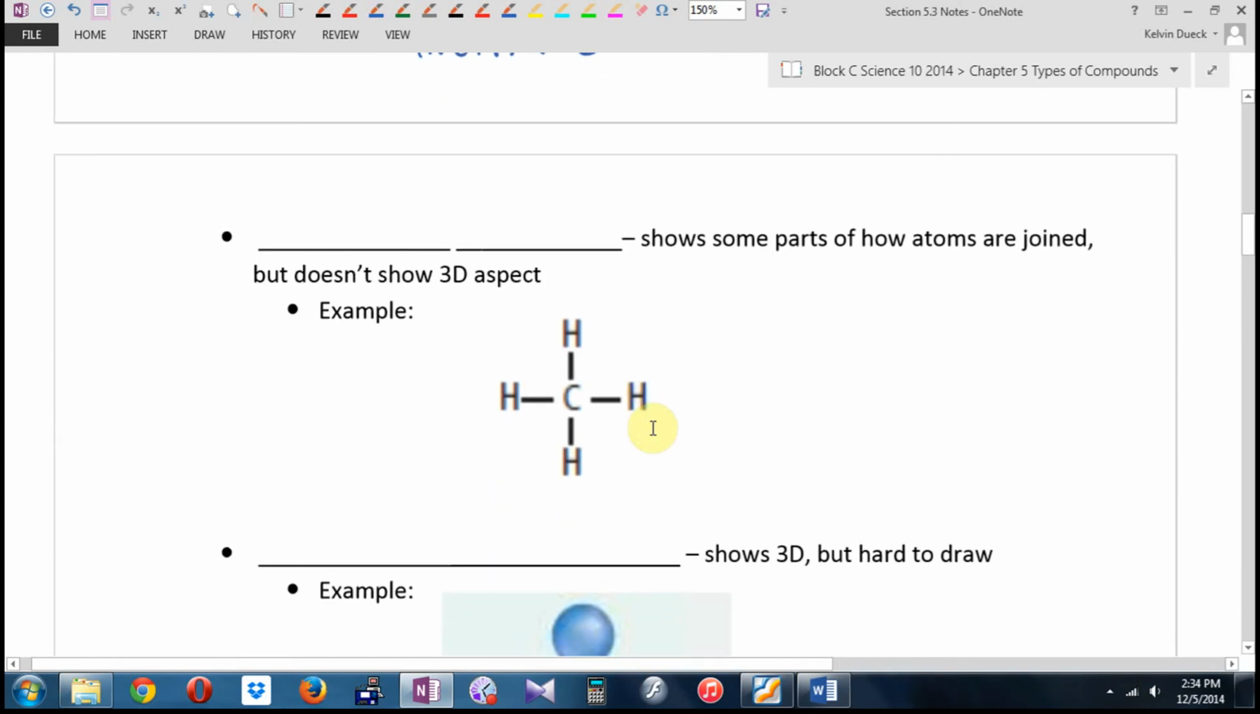Another way that we can write it is with a structural diagram. Sort of like a Lewis diagram, but even lazier because we don't bother showing everything. This shows how some parts of the atoms are joined, but the problem is we're drawing it on a flat piece of paper, and most of these are 3D atoms, so it's very tough to show. Here's an example. There's CH4, there's methane, structural diagram.